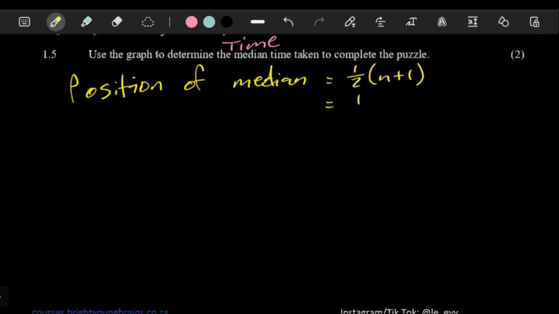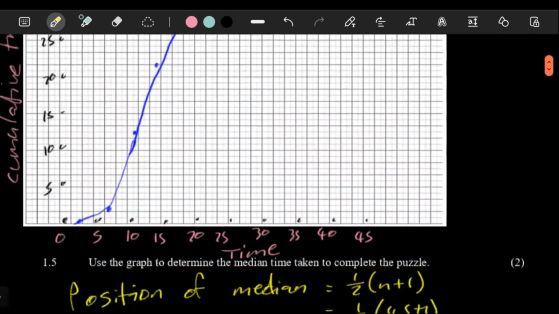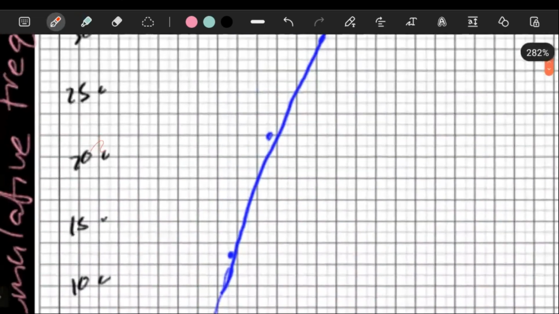So here you have 45 children, right? 45 plus 1 divided by 2. You're going to get 23. That's the position of the median. So what that means is in your data, you need to go where 23 is. So this is 20, right? 21, 22. 23 will be just after the middle.